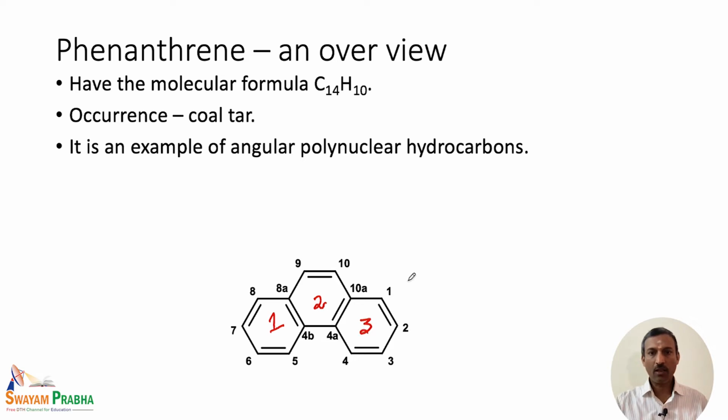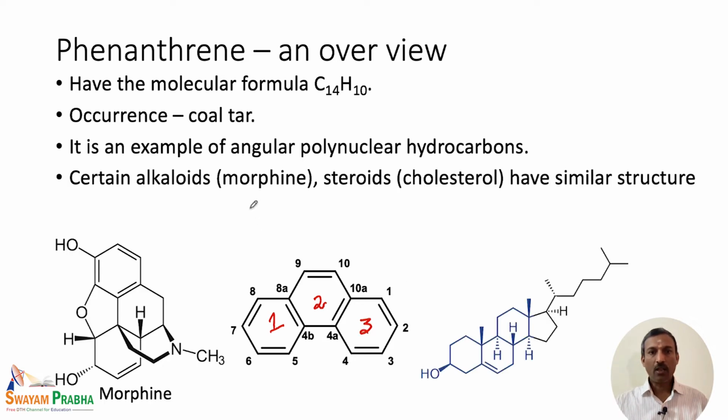They are connected in an angular fashion, and certain alkaloids like morphine and steroids like cholesterol have a very similar structure. If you look at the morphine structure, we can see the 3 rings 1, 2 and 3. These 3 rings have a structure similar to phenanthrene, and if you look at cholesterol, here again we have rings 1, 2, 3. These 3 rings also have a structure very similar to phenanthrene. So, various alkaloids and steroids have a structure similar to phenanthrene, or in other words, the angular arrangement of the cyclic system is seen in these types of compounds.